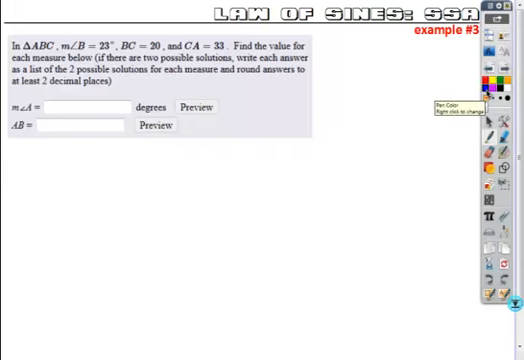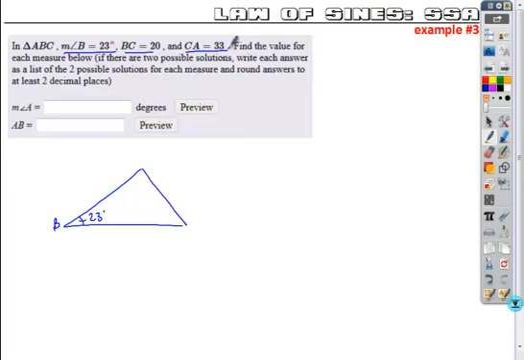Okay, if you're going to look to set this problem up, it tells you if there's two possible solutions, write the answers as a list, the first one comma the second one. When I sketch my triangle, I'm going to sketch it this way. I'm going to put whatever my known angle is right here. So my known angle is 23 degrees, and it's angle B. So I'm going to call this B. I now have a side BC and a side CA.